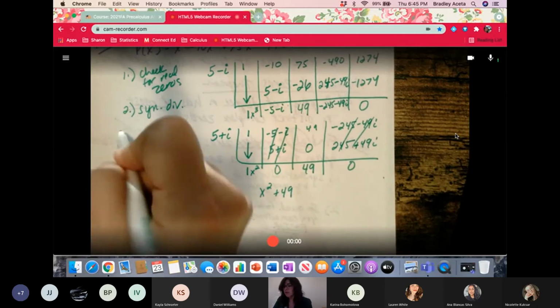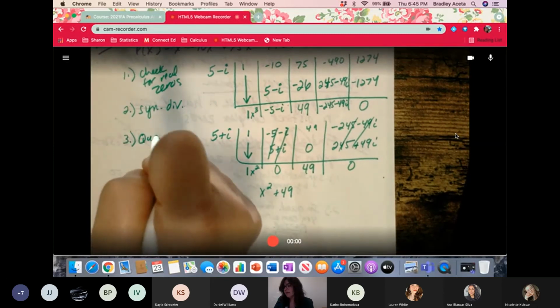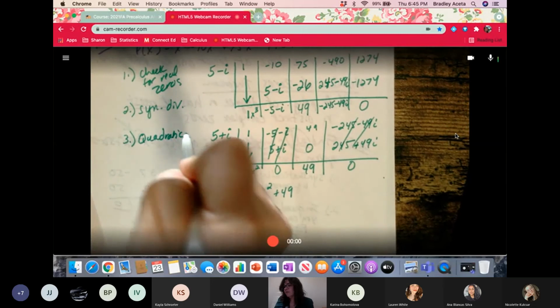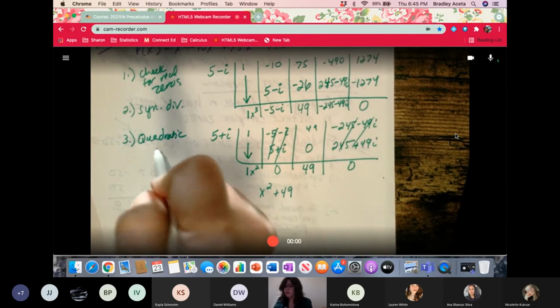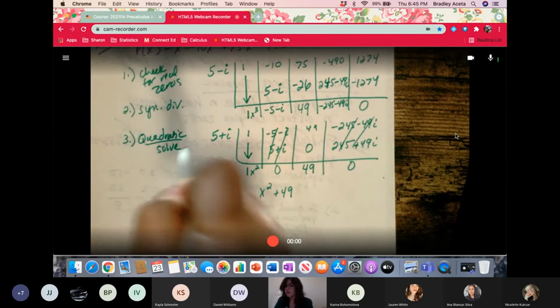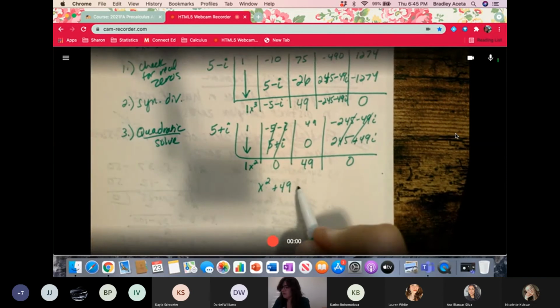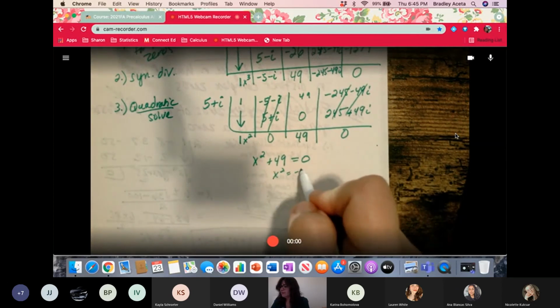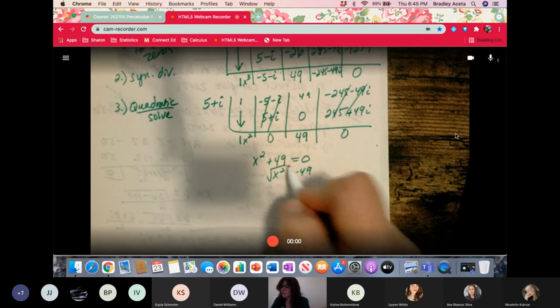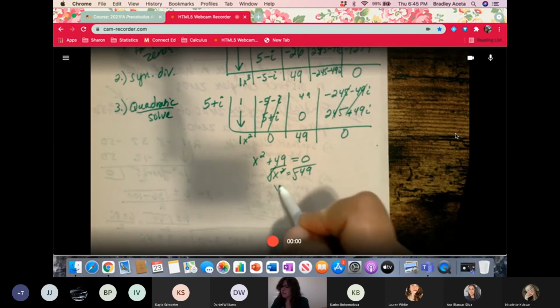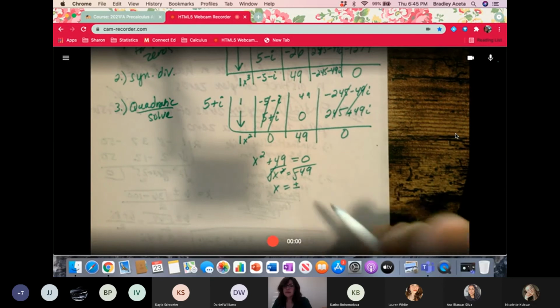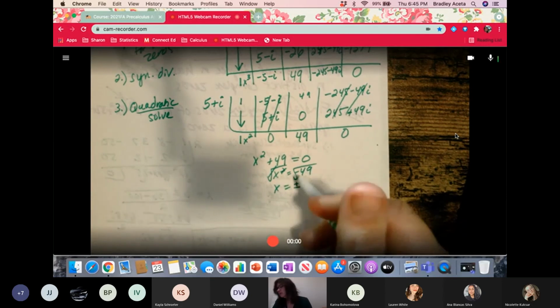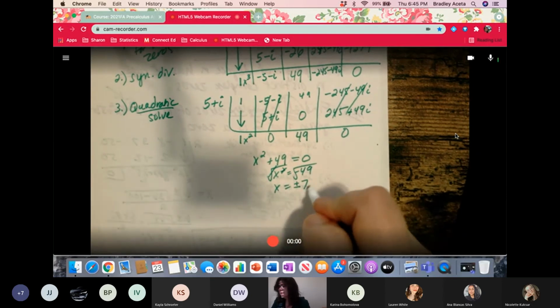Remember, once you get it to a quadratic, you either do the quadratic formula, or you solve it like you would normally solve it. Well, x squared plus 49 equals 0. I can solve that actually without doing the quadratic formula. I can just minus 49, take a square root. And whenever you take a square root, you include plus or minus. And this is a perfect imaginary number. So this would be plus or minus 7i.